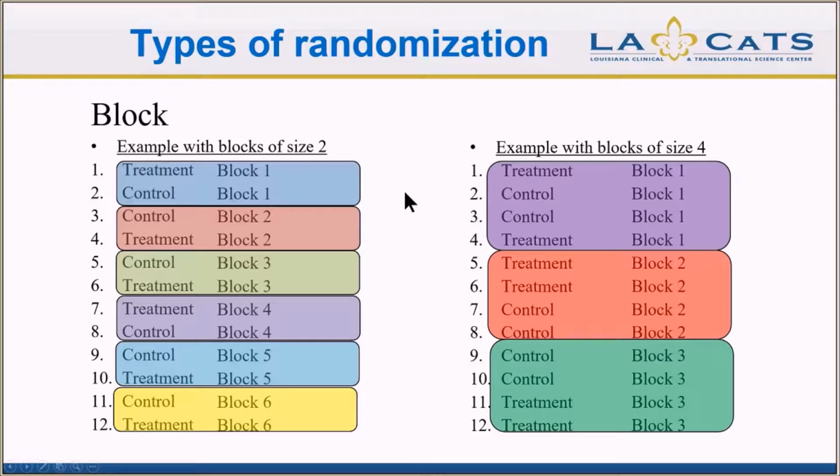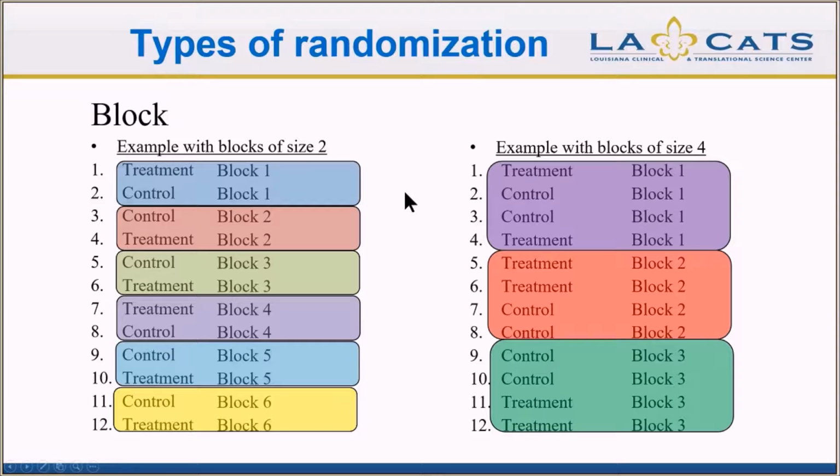You see the example on the left, we have blocks of size 2. So every 2 subjects, we should have balance between the number of treatments and controls. So after block 1, we have 1 treatment, 1 control. After block 2, we have 2 treatments and 2 controls. So forth and so on. So we see we had 6 blocks there in total. So the randomization scheme was created such that, again, we would have this balance throughout.